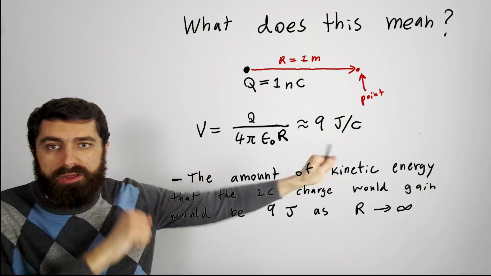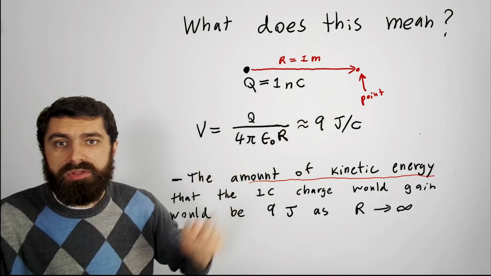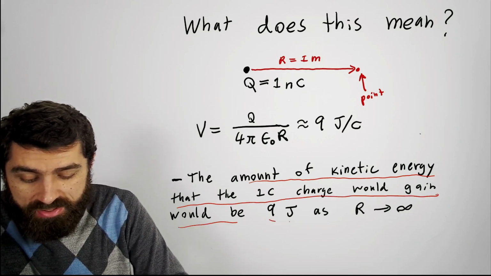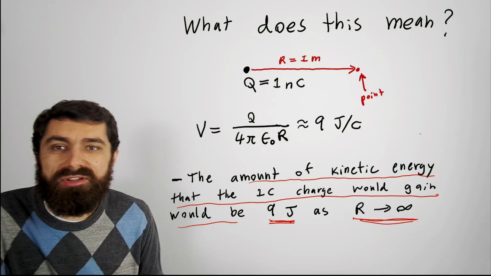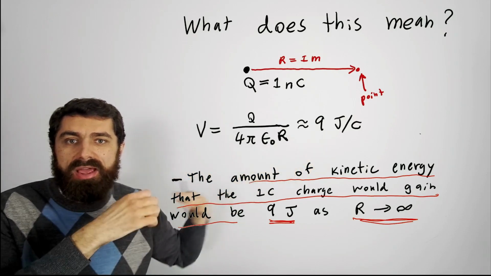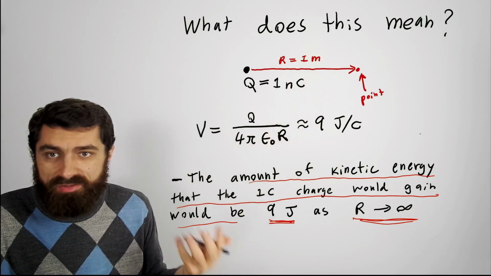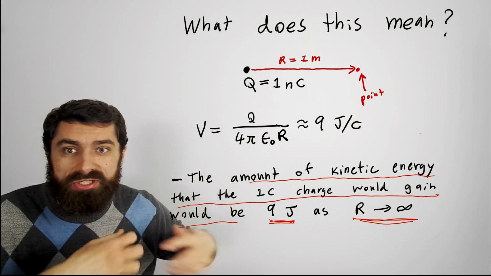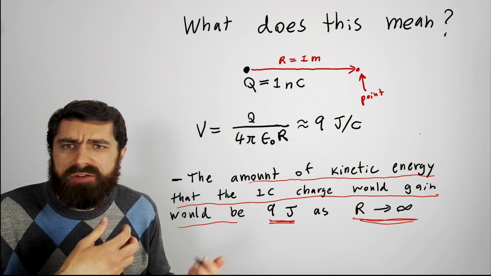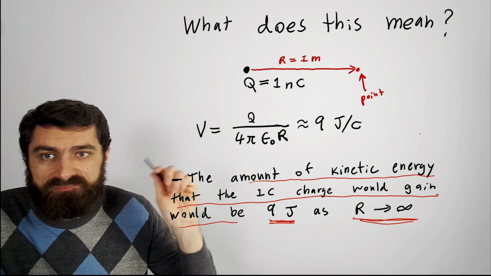As it's going out, assuming the charge started stationary, the amount of kinetic energy that the 1 coulomb charge would gain would be 9 joules as r goes out to infinity. All of the potential energy would then be expended as r goes to infinity. Since that point was 9 joules per coulomb, if we just let it go, that potential energy gets released in the form of kinetic energy of the charged particle. So I hope that gives you an intuitive feel of what it means to say that you have a charge here and the potential is this value.